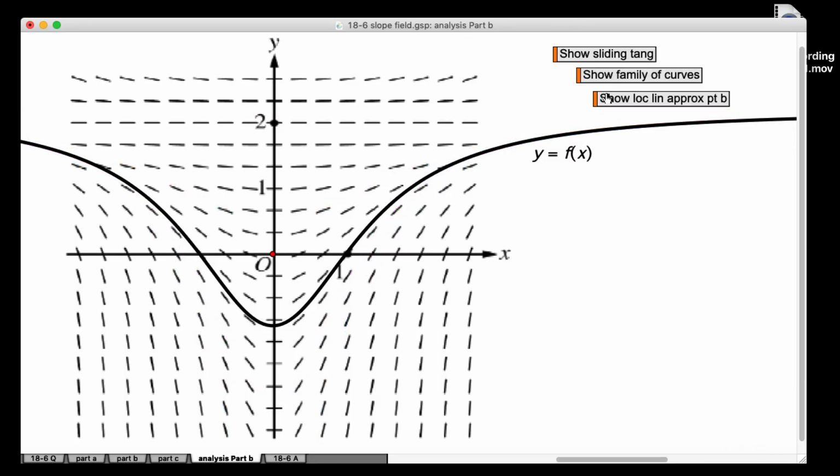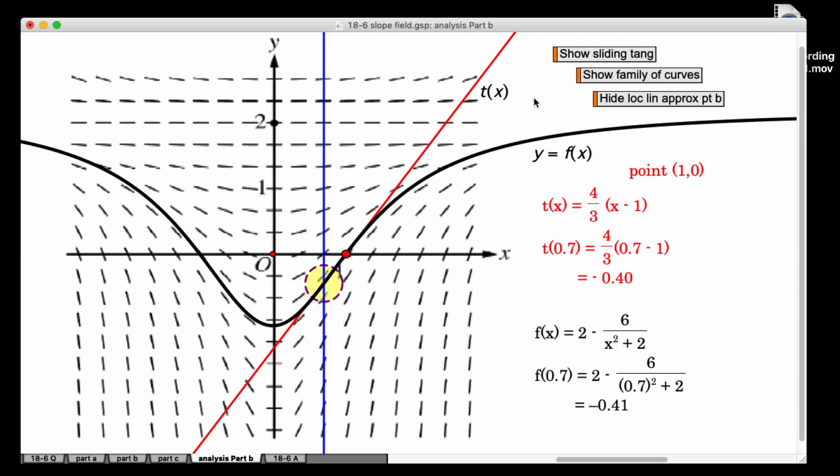Let me show you something about the part B here. I think this is, you don't really need to know this, but I think it's nice to see what's going on and what they're doing here, okay? What they had us do, they had us draw the tangent line at the point (0, 1). So here the black curve is the actual particular solution. What they want us to do is find f of 0.7.